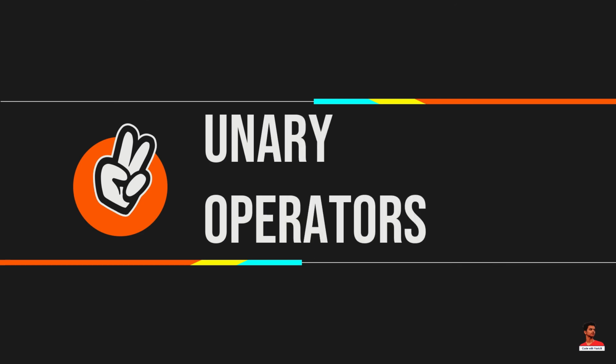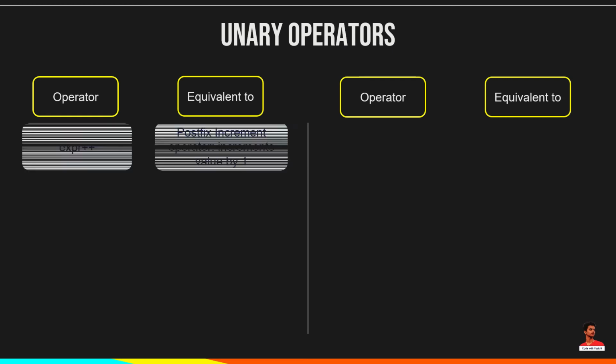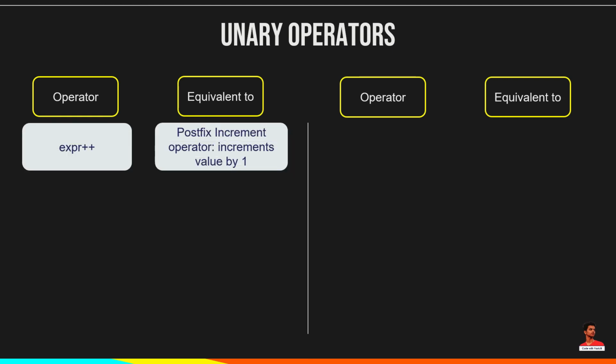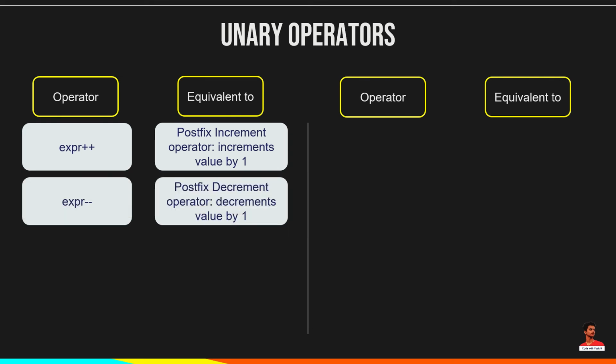The Java unary operators require only one operand. Unary operators are used to perform various operations, that is incrementing or decrementing value by 1, inverting the value of a boolean.